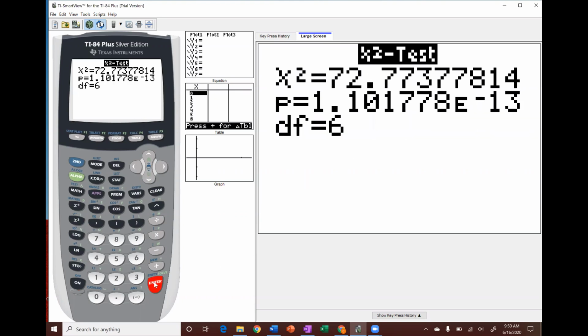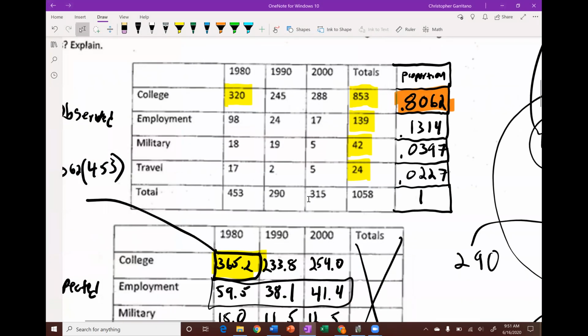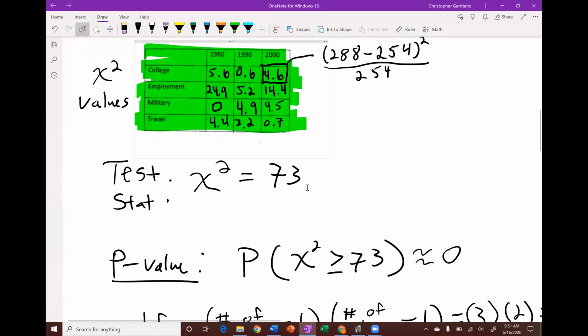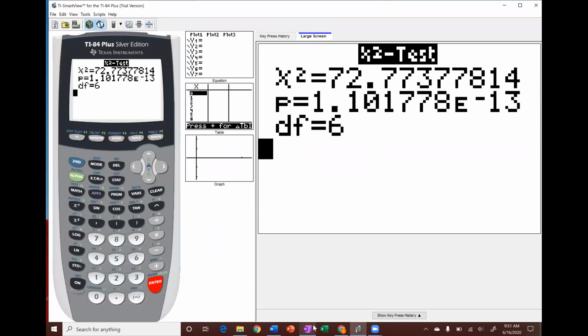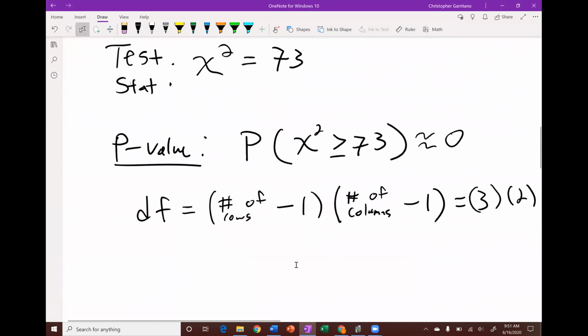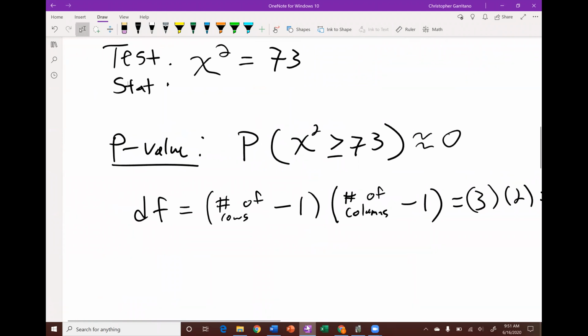Enter, and look what it does. It calculates our chi-squared test stat. It calculates our p-value. It calculates our degrees of freedom. And again, their chi-squared test stat is more accurate because they went to like 10 decimal places. But you can see that we were close, 73. Our p-value was essentially 0, so is theirs. And of course, our degrees of freedom were the same. But the cool thing is that they actually do all of those calculations for you.